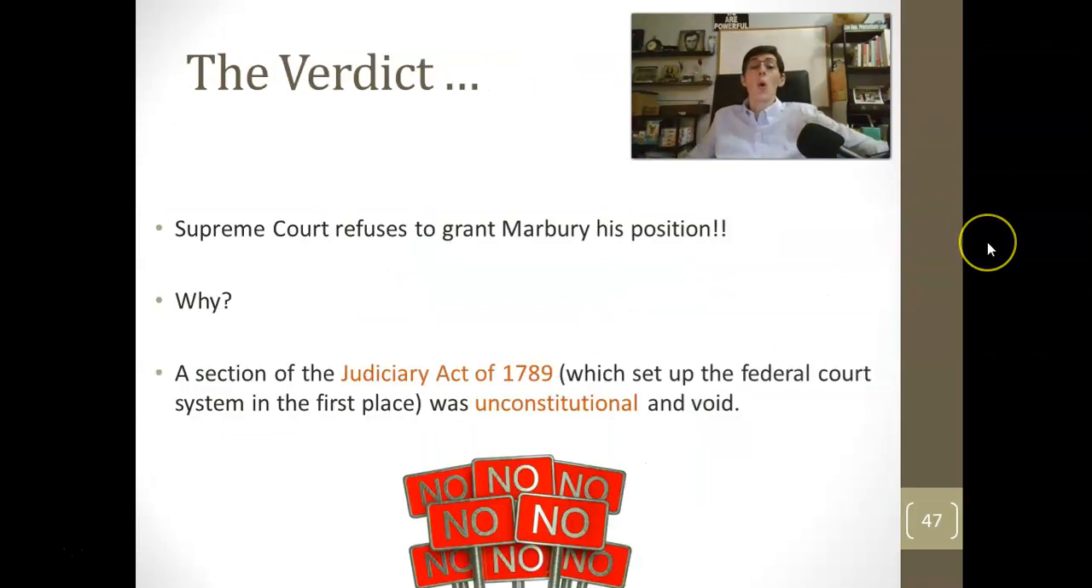So what happens? Well, the verdict is Marbury doesn't get to take the bench. Why? Because the law that actually made his job that he's trying to get was declared unconstitutional by the Supreme Court, therefore nullifying the existence of the position, so he doesn't get it. He was not happy about this, but hey, what are you going to do?